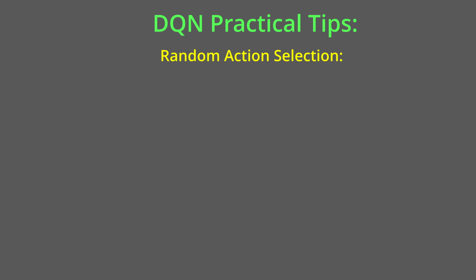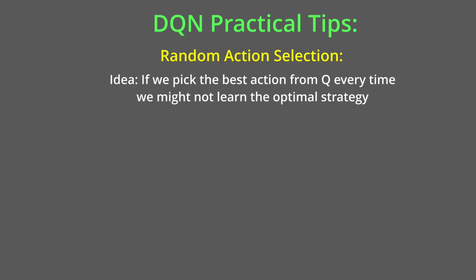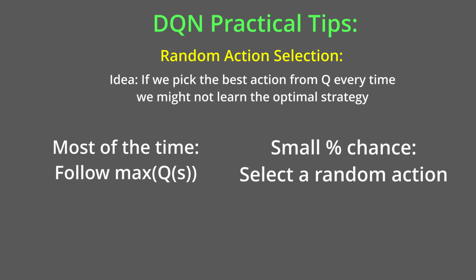Next is random action selection. Early in training, our network knows basically nothing. If Mario always followed the best current guess, he might get stuck repeating terrible actions forever. So sometimes we force random moves, just to explore the environment and discover better strategies.